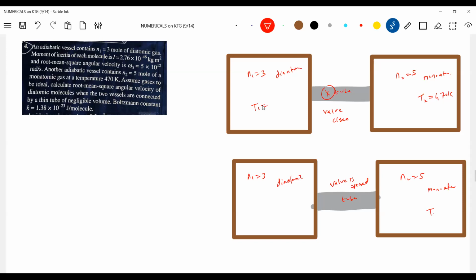Monoatomic gas. So what will be the final temperature? Let me call this T4. This is T3. We don't know whether it will change or not when two vessels are connected by a thin tube of negligible volume. Here diatomic gas molecules are there. This is a description of the problem. 3 moles. Okay, let me show only a few. 5 moles of monoatomic gas.